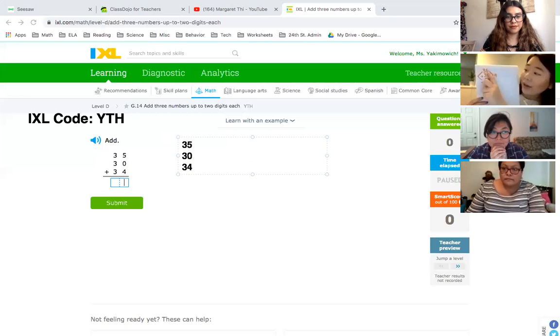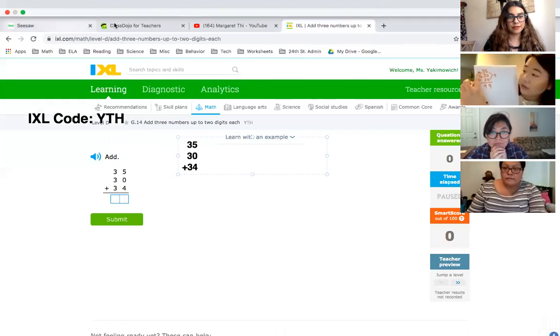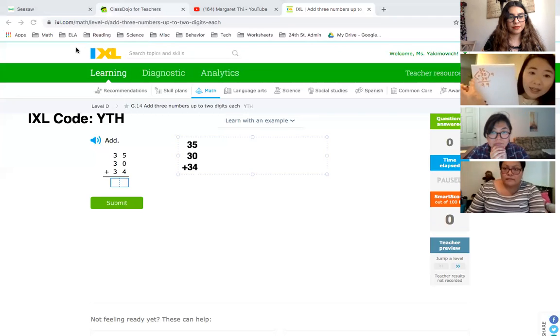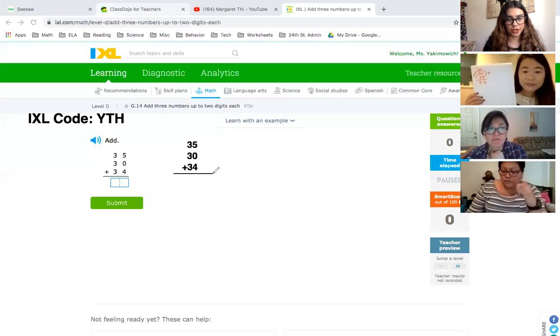So I added the ones first, so I added the 5 plus the 4, and I got 9. And then I went over to my tens place and I did some skip counting. So I did 3, 6, 9, and then I got the other 9. So my answer is 99. Beautiful.